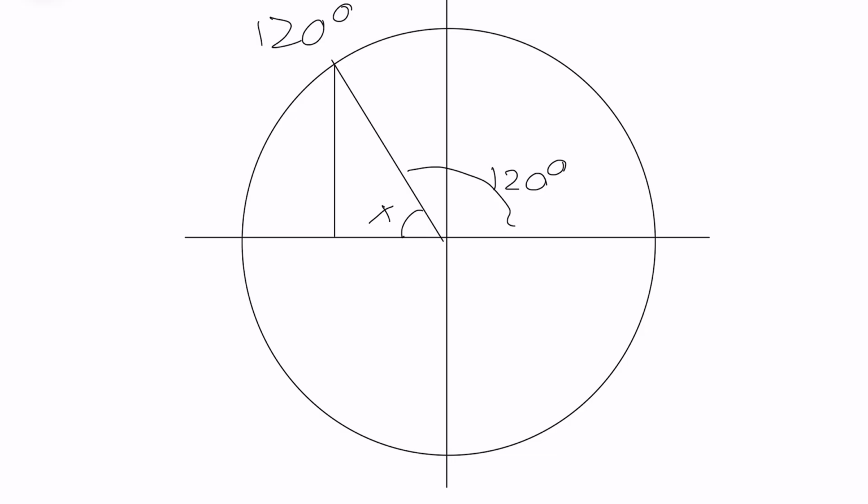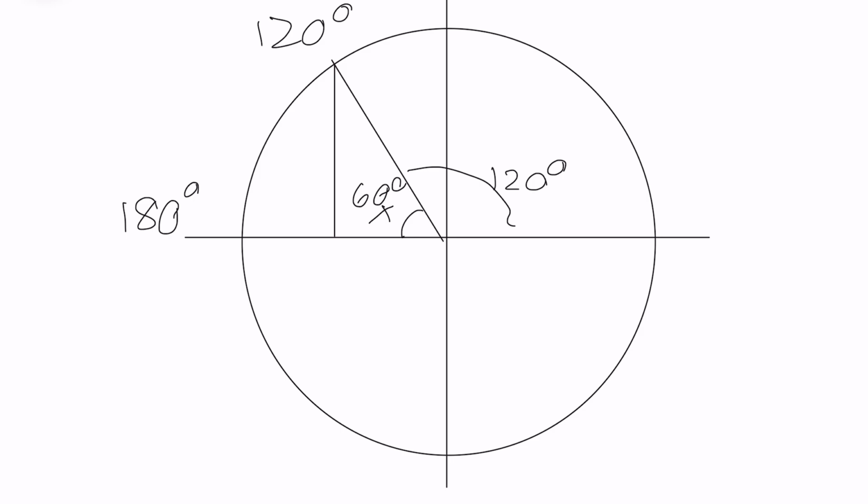And if you can recall, half a circle is 180 degrees. So this is just 60 degrees. This is what the reference angle really is. You are trying to find what angle from the x-axis to the point that you have.